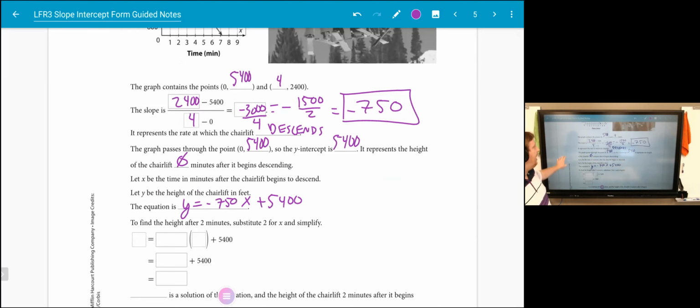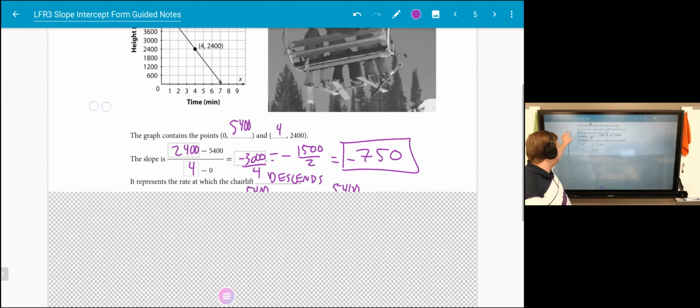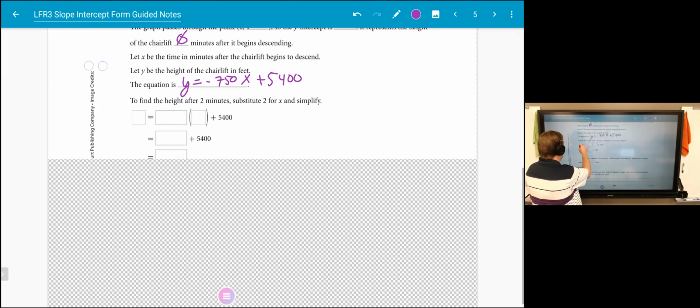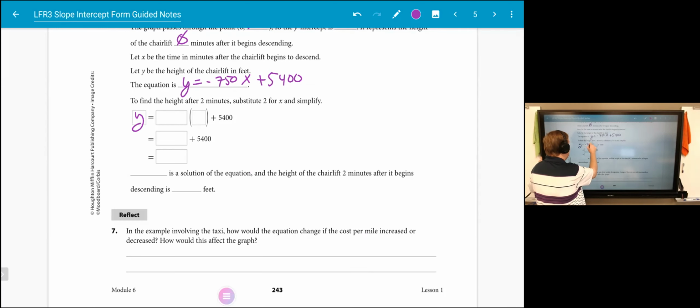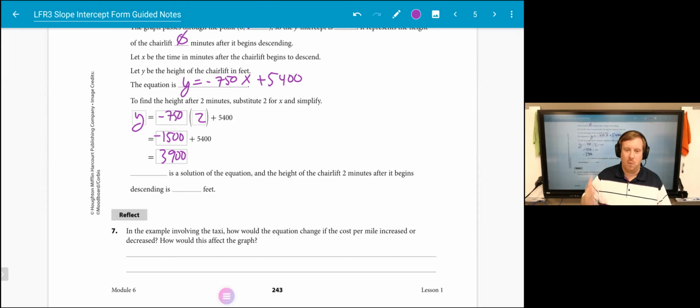Now, the question asked us to find the height of the chairlift 2 minutes after it begins descending. So we're going to plug 2 in. y equals negative 750 times 2 plus 5,400. This is negative 1,500 plus 5,400. And from there, we end up with 3,900. Yay, 3,900. 3,900 what?